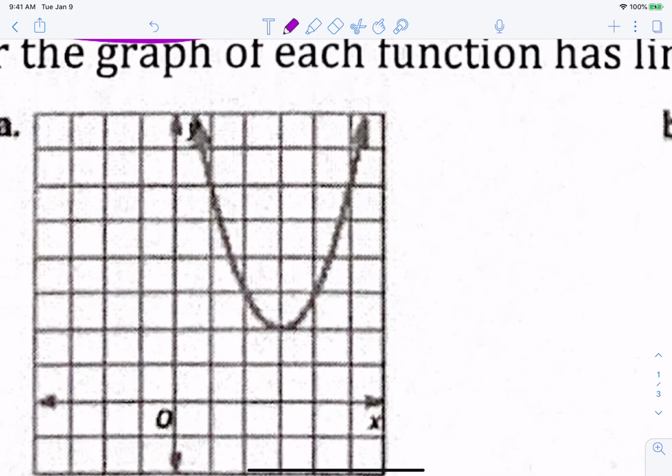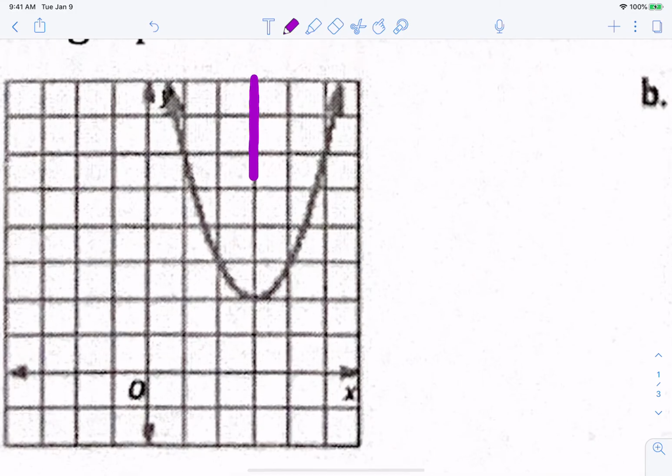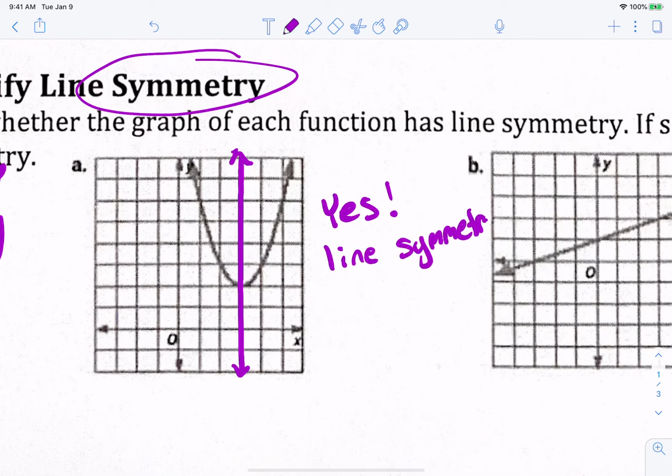So in A, can I draw a line in the middle of that thing and it be the same on both sides? Yes. So I'm going to make my line right here. The first thing it asks is, does this have line symmetry? Yes, line symmetry. And then they ask to identify the line of symmetry. So I need to write an equation for this line. What is the equation of that line? I'm going to make my x and y axis darker. So here's my x and y axis.